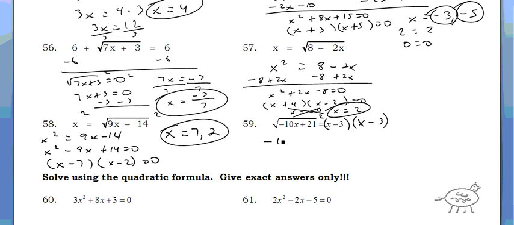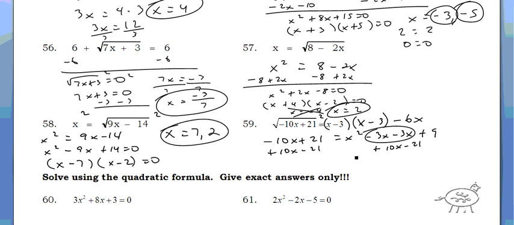Okay, so I get negative 10x plus 21 equals x squared minus 3x plus 9. That gives me negative 6x here. And then I'm going to add 10x to both sides and subtract 21. So I get x squared plus 4x minus 12 equals 0. And if I factor that, I get (x plus 6)(x minus 2) equals 0. So x equals negative 6 and x equals 2.